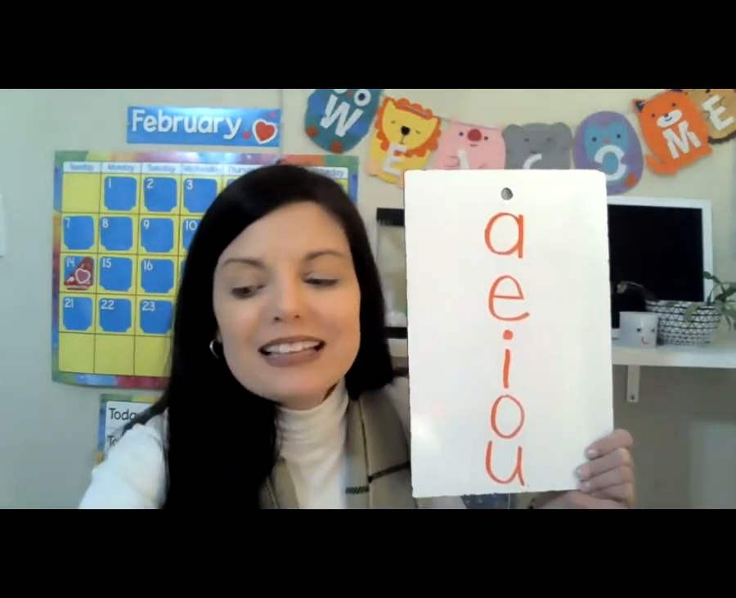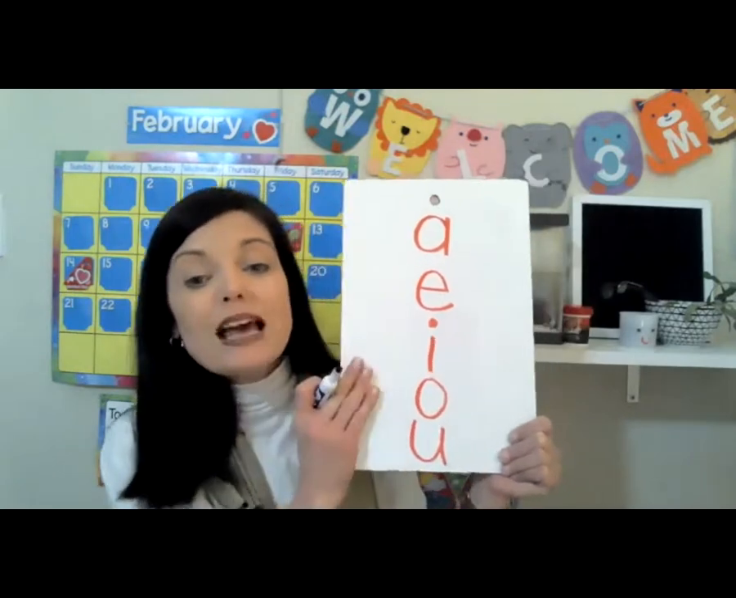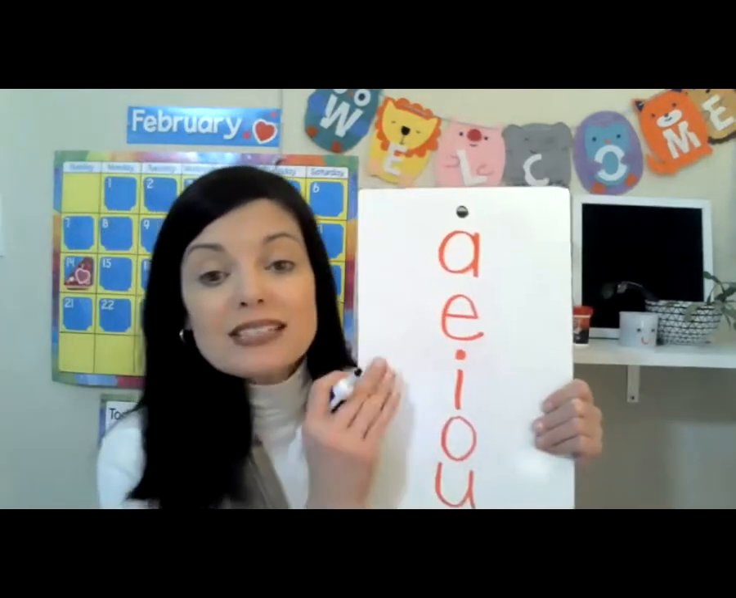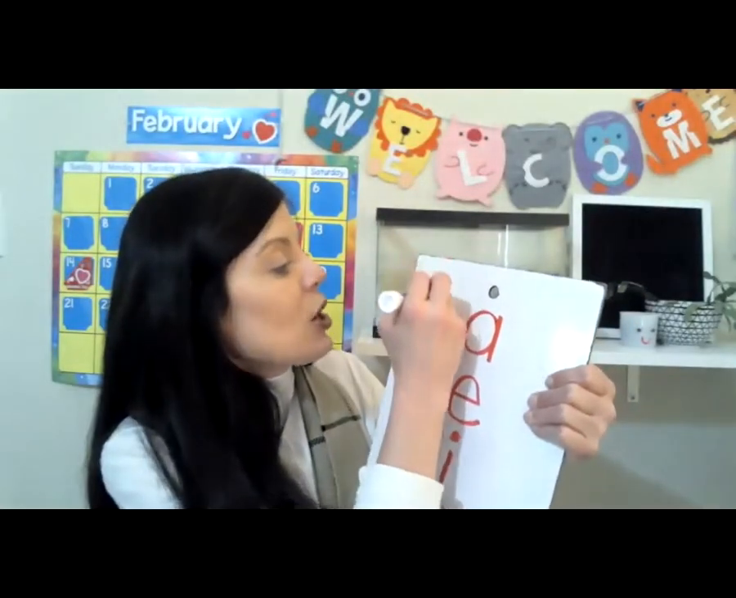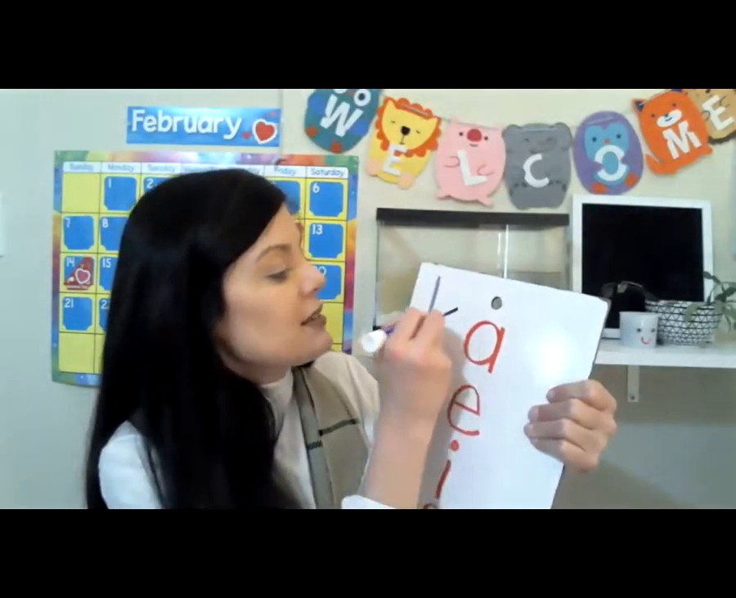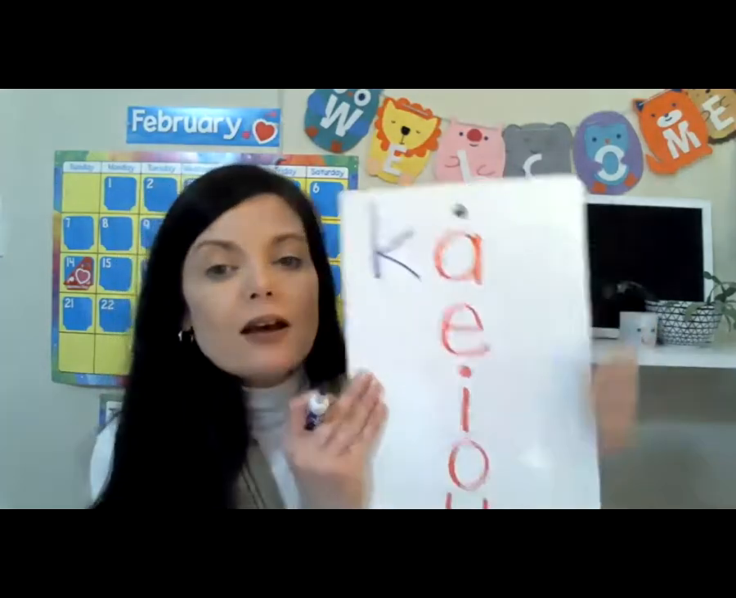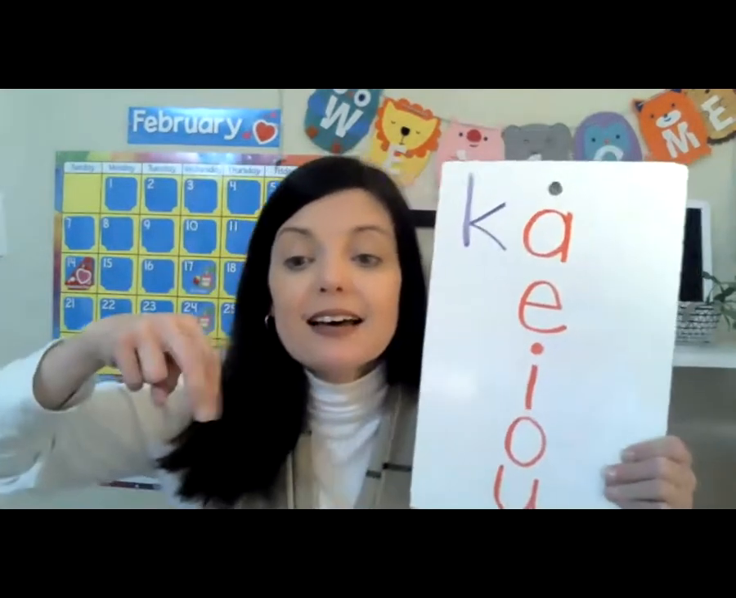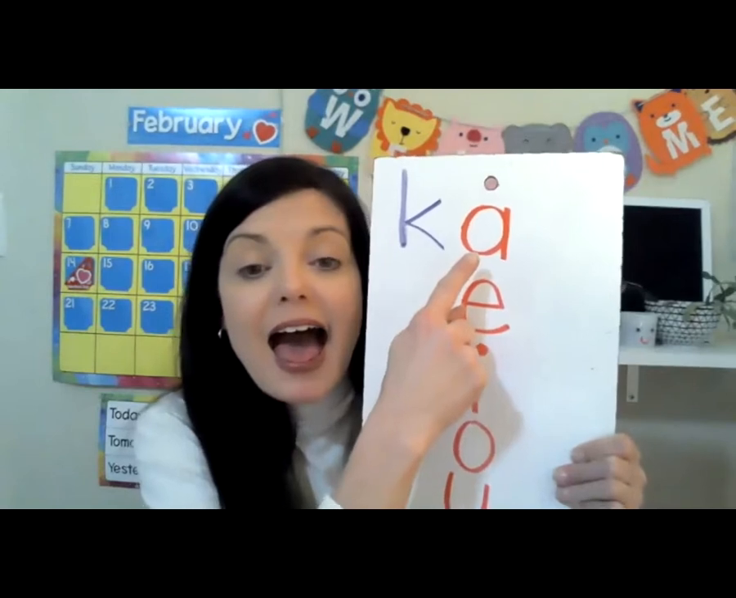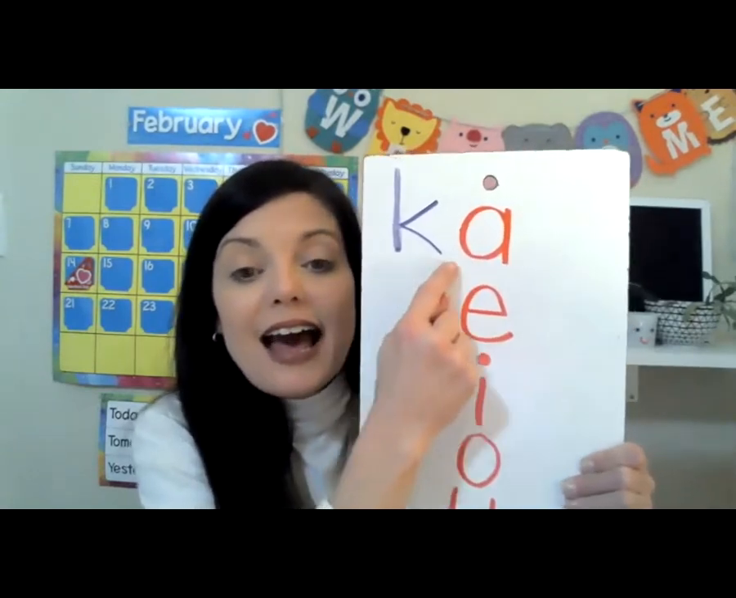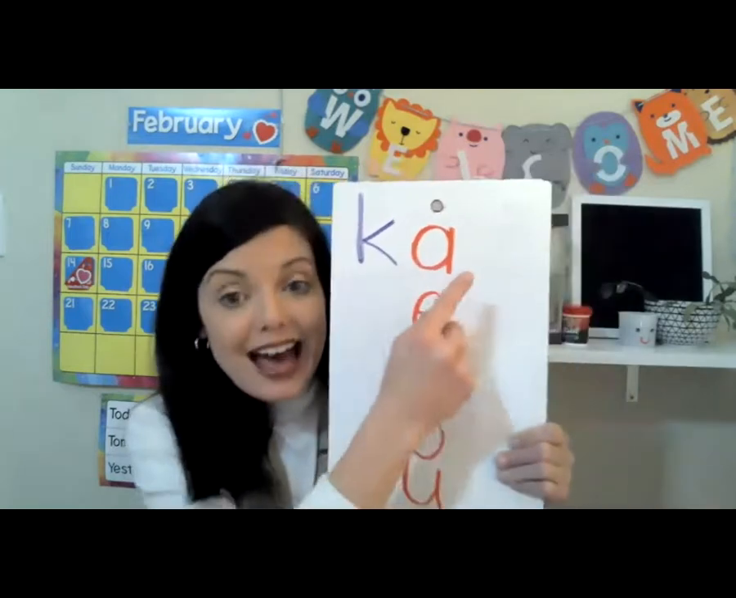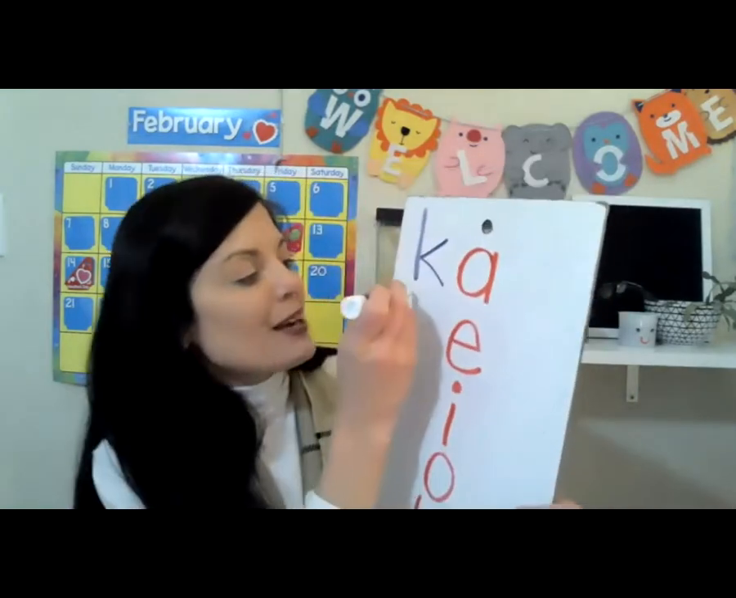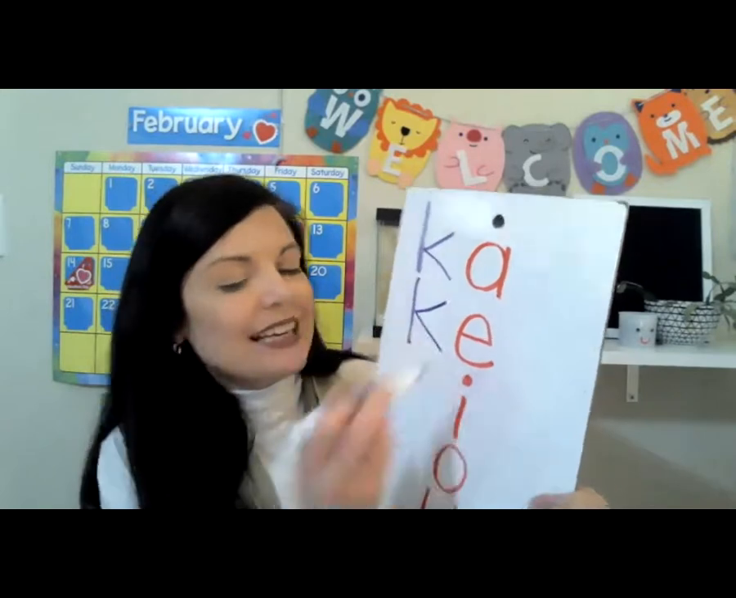Well, we're going to put the letter K with each of these vowels, and then we're going to blend the two sounds together. Reading is just blending sounds together, so we always start with just two sounds to get us ready to read. Okay, so K says K, A says A, ka, ka, ka. Let's try to blend K with the letter E.